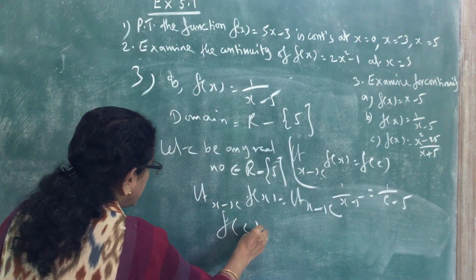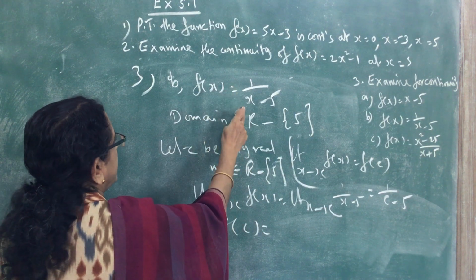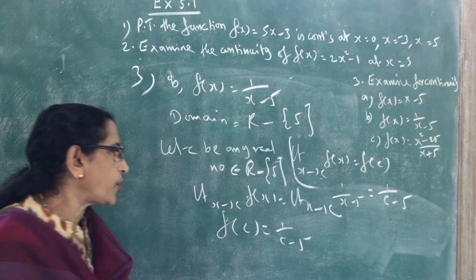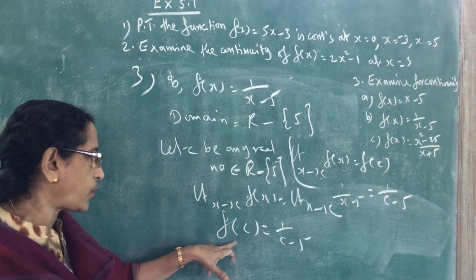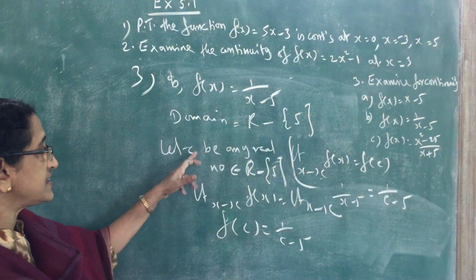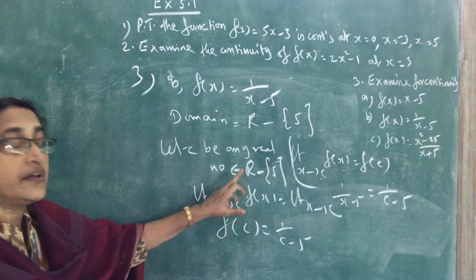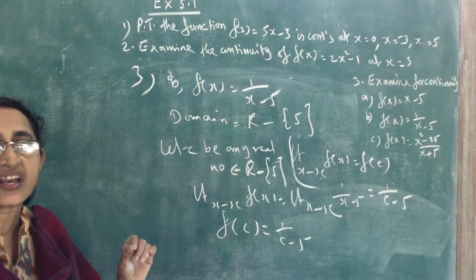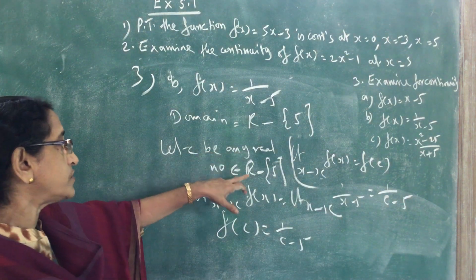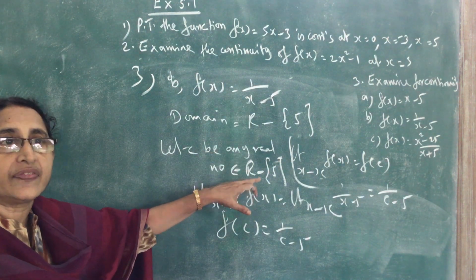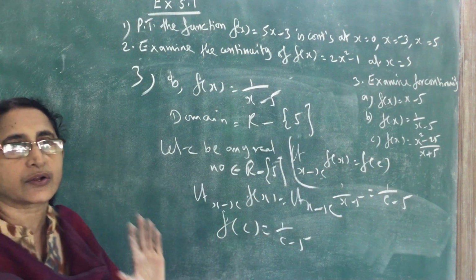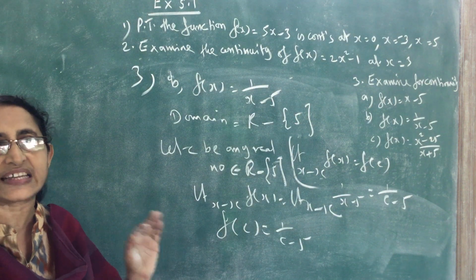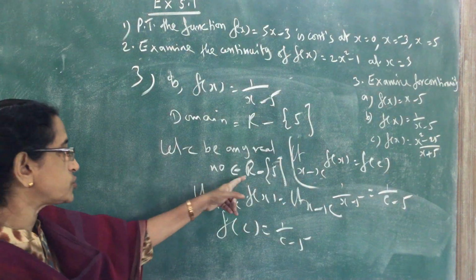And what is f of c? f of x is 1 by x minus 5, so f of c is 1 by c minus 5. So we got limit x tends to c of f of x equal to f of c. Here c is any real number in the domain. Therefore the function is continuous for every c belonging to the domain. Therefore we can conclude that the function f is a continuous function because it is continuous at every real number belonging to the domain.